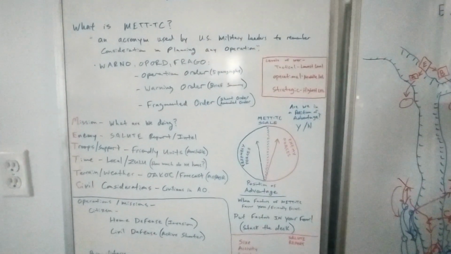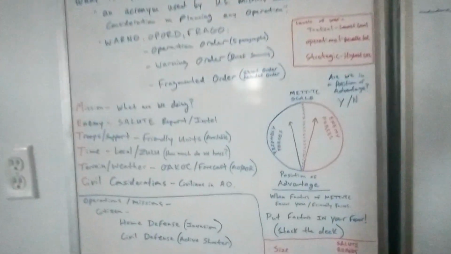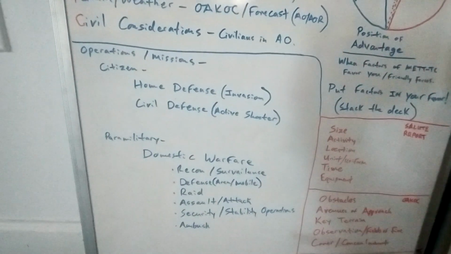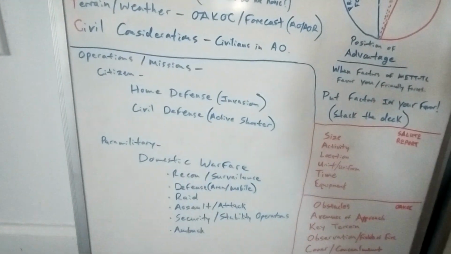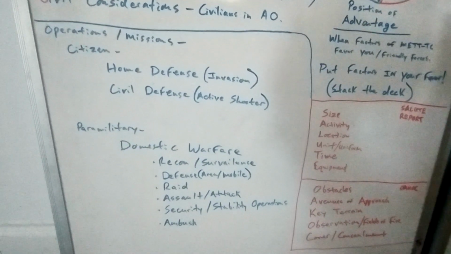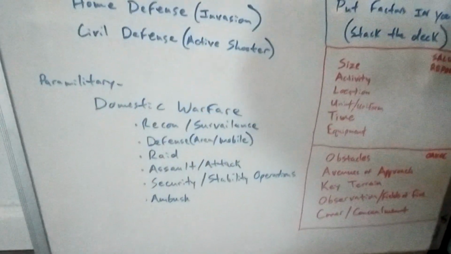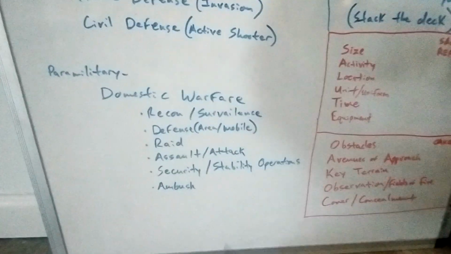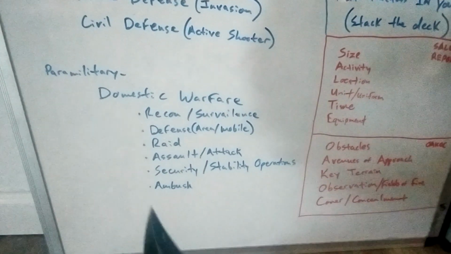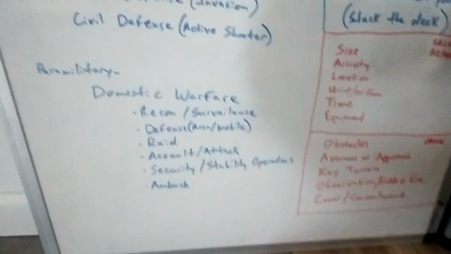So why did I make this video today, and why is METT-TC important to the common citizen? Well, there's a few different things that you can utilize METT-TC for. As a citizen, it's going to be home defense and civil defense. So home invasion or active shooter situation. For the paramilitary side of things, for the militia or the National Guard or something like that, you're looking at domestic warfare, recon, surveillance, defense, raids, assaults or attacks, security, stability operations, ambushes, etc.